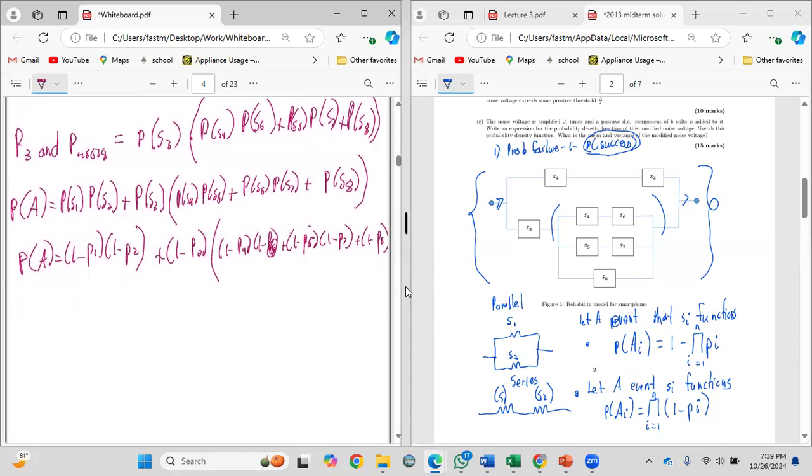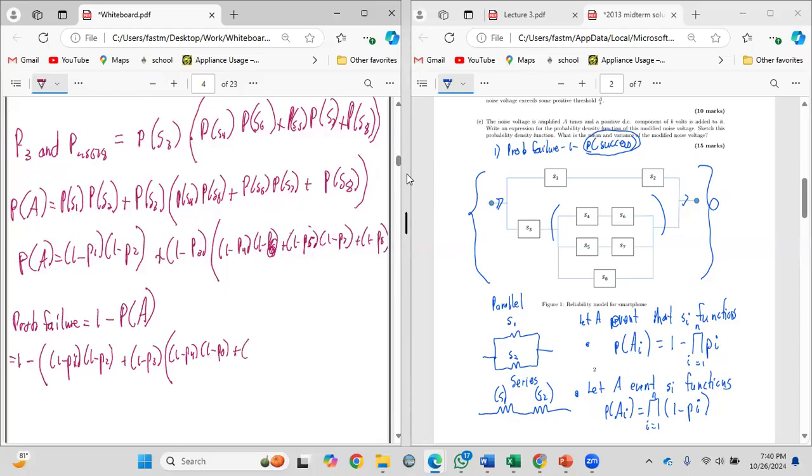And the last thing I had to do, as I said before, the probability of failure will just be 1 minus the probability of success. So that will just equal 1 minus, let me just write over everything I had there before. 1 minus P3 by 1 minus P4, 1 minus P6 plus 1 minus P5, 1 minus P7 plus 1 minus P8. Yeah, that's the answer.